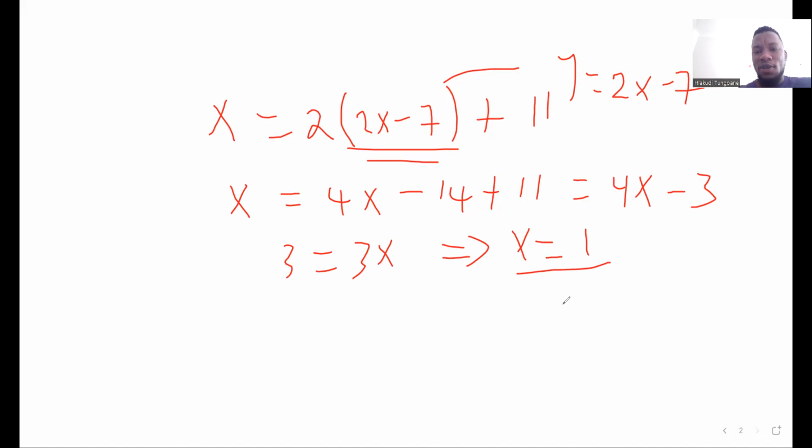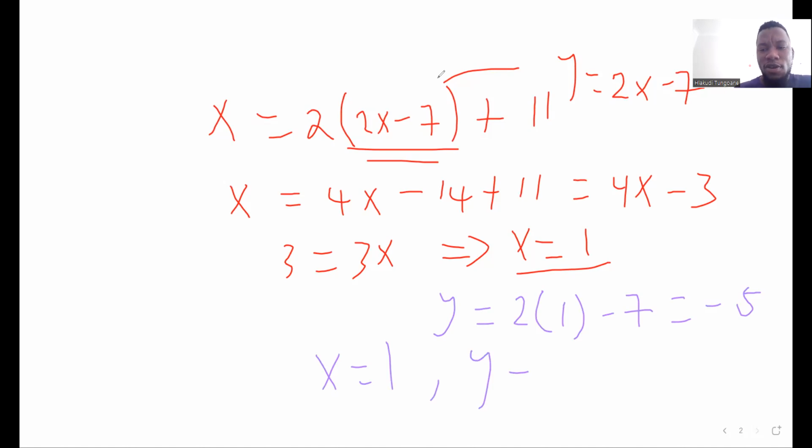Okay, and then once you have x equals 1, you just need to substitute x into that equation there, and then solve for y. Therefore, y is going to be 2 times 1 minus 7, right? Because we substitute x. So that equals minus 5. Therefore x equals 1 and y equals minus 5. And those are the answers.